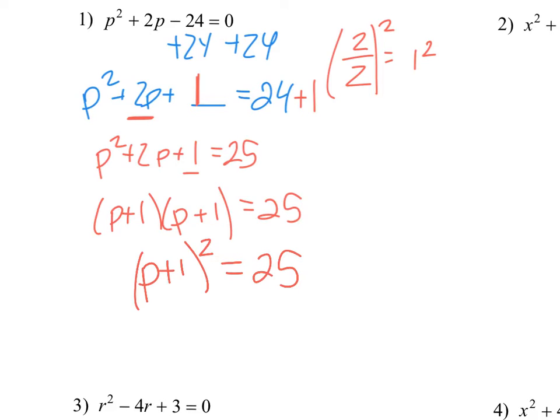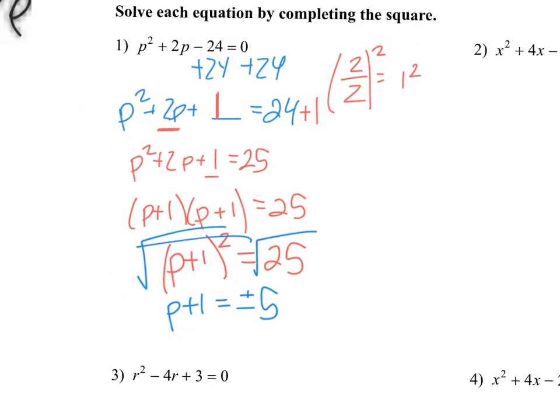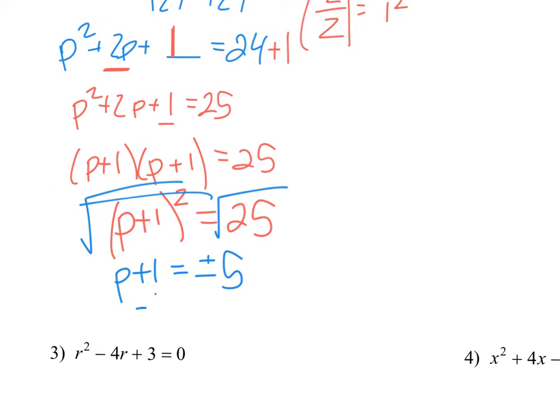I can get rid of the square easily. How can I get rid of a square? Well, I would take the square root of it. So I'm going to take the square root of both sides. The square and the square root cancel out, so p plus 1 equals plus or minus 5, because the square root of 25 is 5. Subtract 1, subtract 1. So p equals negative 1 plus or minus 5, and then just solve that.